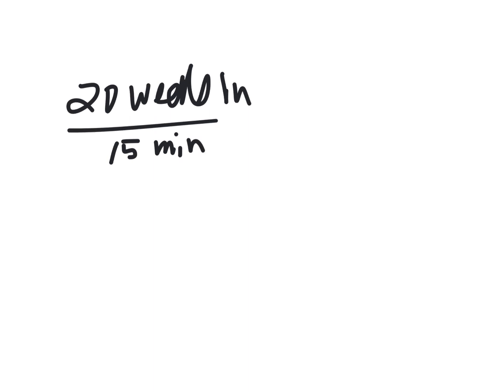Notice how I wrote it in a fraction. This is the rational functions unit. Rational numbers can be written as a fraction. Coincidence? Yeah, it's just a complete coincidence that there's a fraction involved. 20 weeds in 15 minutes.